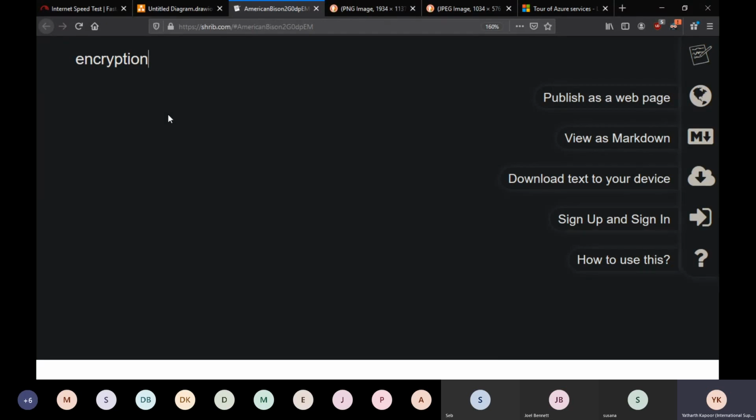So the idea for encryption is that, let's say the data is ABC and I'm calling it 123. For every encryption there is something called a key.